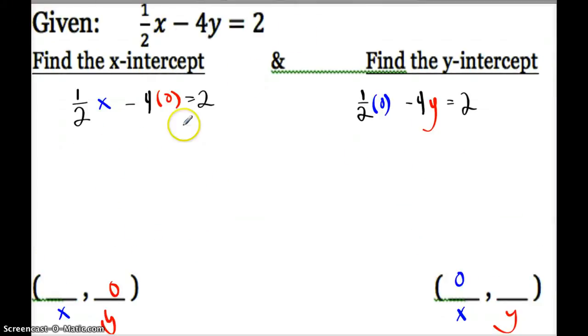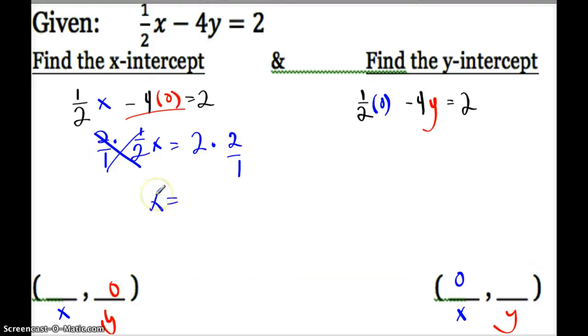Okay, one more time. Repeat the process. Again, negative 4 times 0 is 0. All I have is 1/2 x equals 2. Multiply with reciprocal, which is 2 over 1. Those cancel. Keep it equal. Multiply this side by 2 over 1. X equals 2 times 2 is 4 over 1, which simplifies down to just 4.